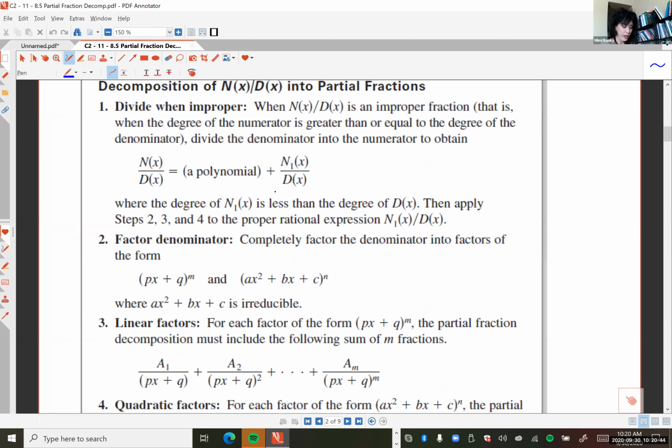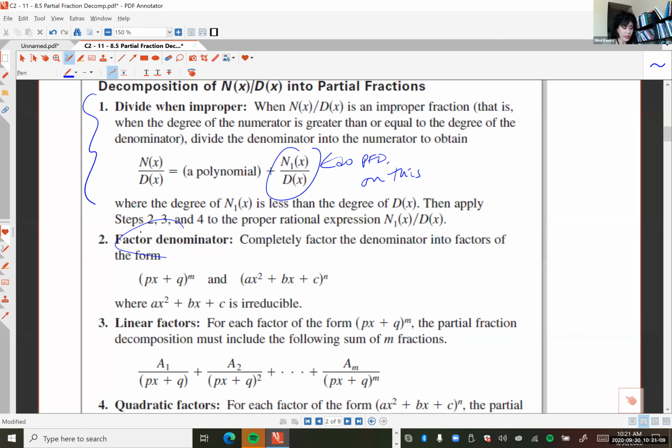So if you watched my videos, you saw that there were these guidelines here. If you have an improper rational function, that's where the degree of the numerator is equal to or greater than the degree of the denominator, you have to do polynomial long division first, and then you can tackle the PFD on whatever's left, if there's a quotient that you can do partial fraction decomposition on.